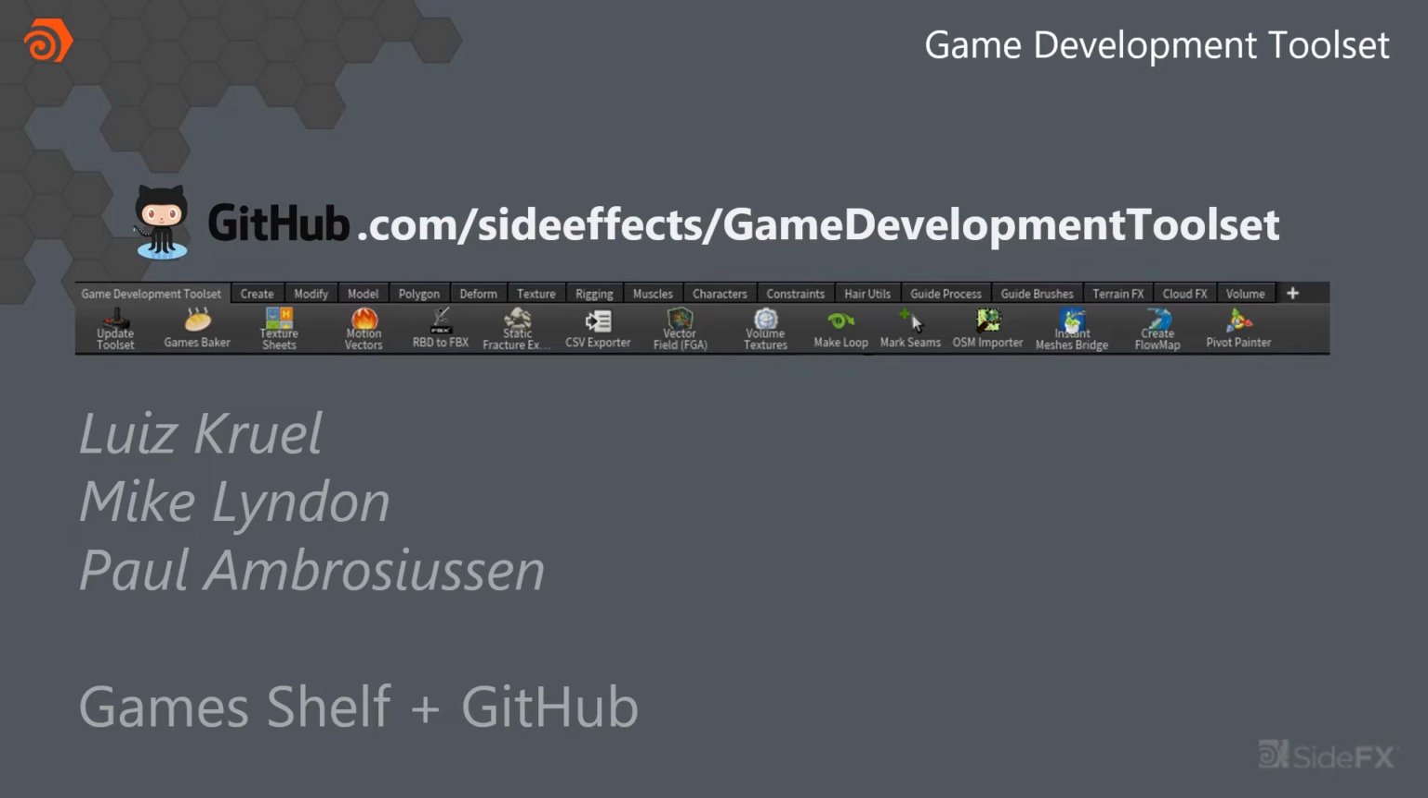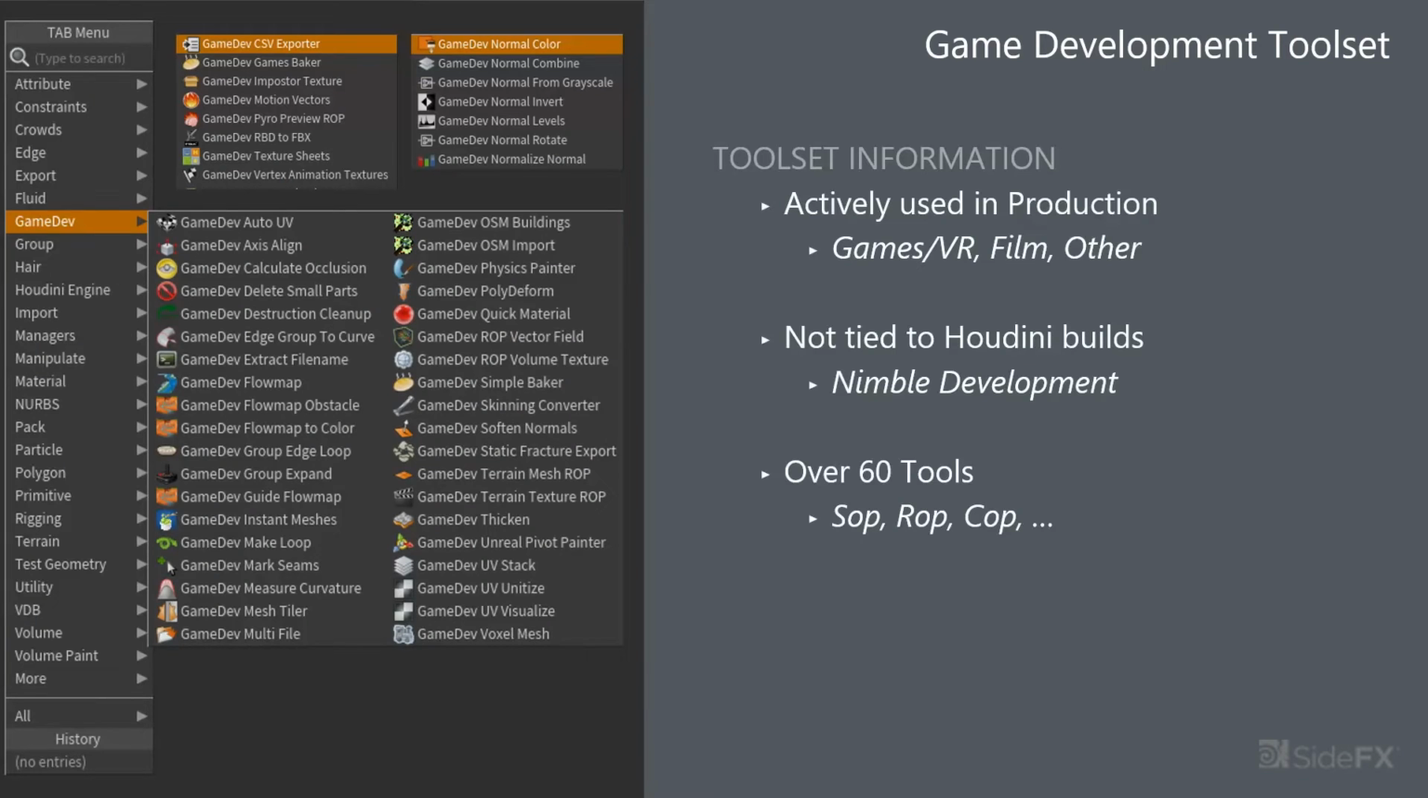The toolset is free to download and can be found on GitHub at github.com/sideeffects/game development toolset. The toolset is being developed and maintained by Luiz Kruel, Mike Lyndon, and myself, Paul Ambrosiussen. The toolset keeps on developing, and we keep adding and iterating on the already existing tools and making new tools.